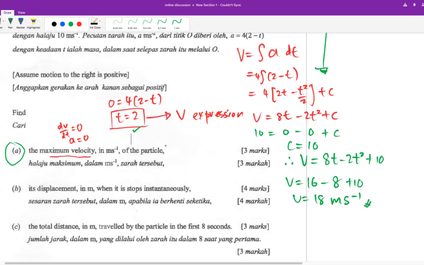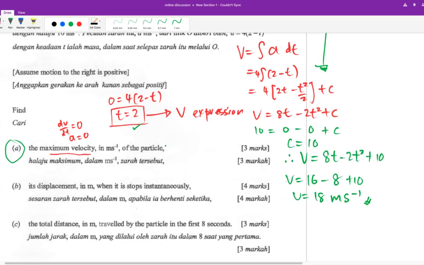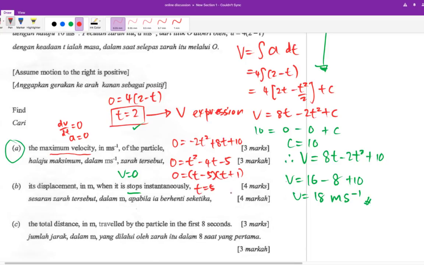Okay, then part B is the displacement when it stops. When I see stop, I know velocity equals 0. So I will just sub 0 into my v here. Then I will have 0 equals negative 2t squared plus 8t plus 10. I will divide the whole equation by negative 2, so I get t squared minus 4t minus 5. Then I will factorize this, which is (t minus 5)(t plus 1). So t equals 5. The negative 1, I will ignore it.